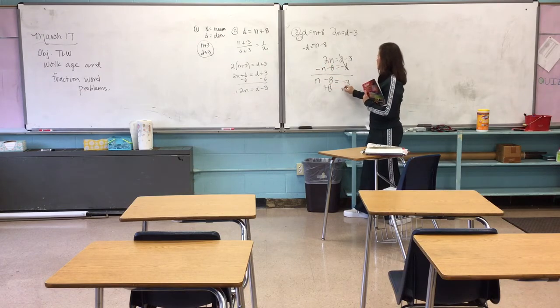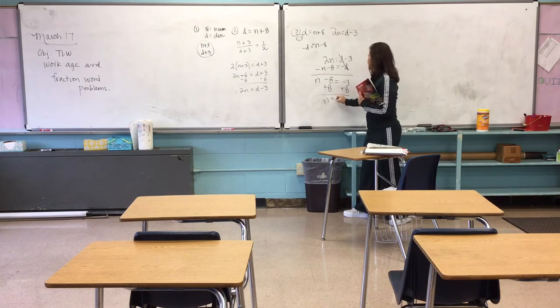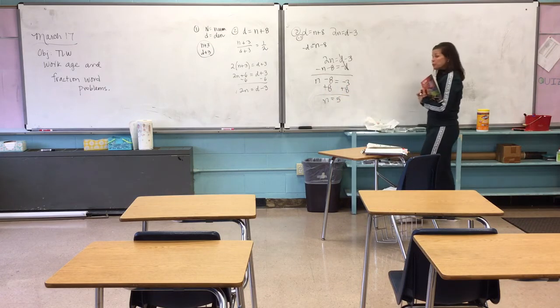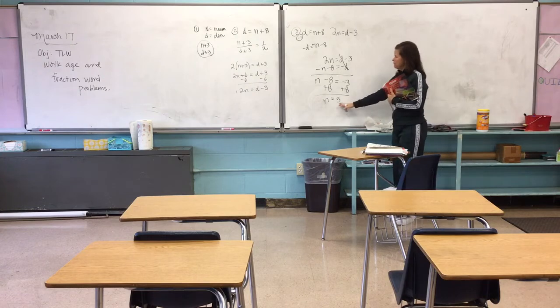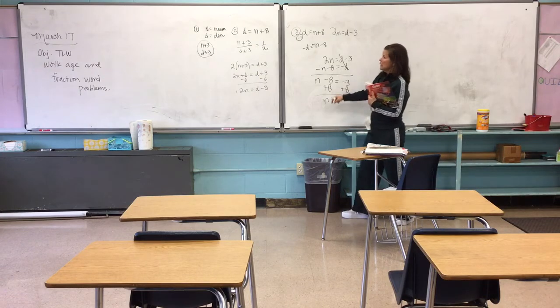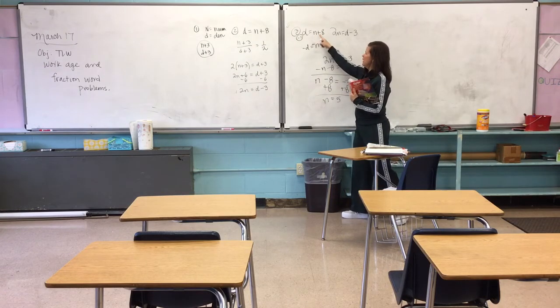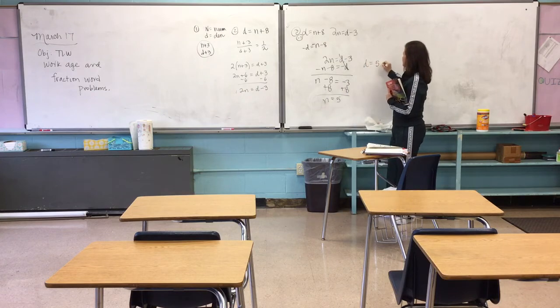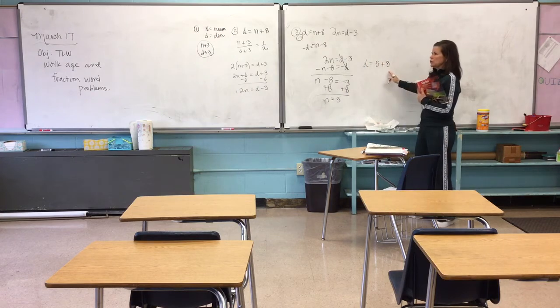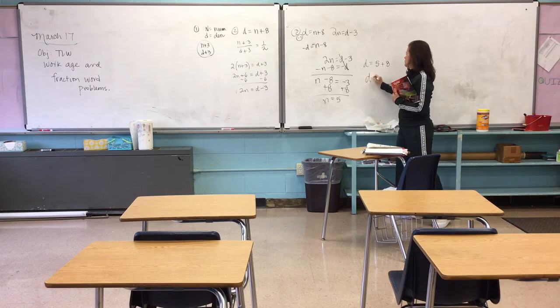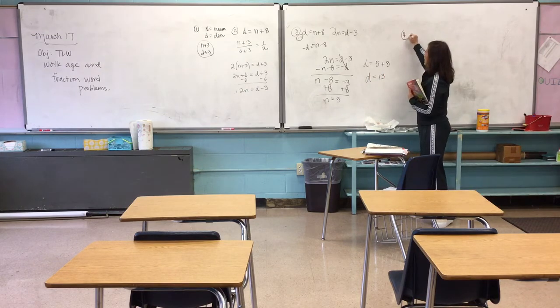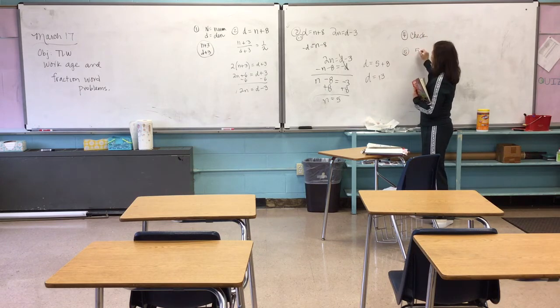Add 8 to both sides. N equals 5. So my numerator is 5. My denominator is going to be 5 plus 8. See if I can add these two correctly. 13. So my original fraction is going to be 5/13.